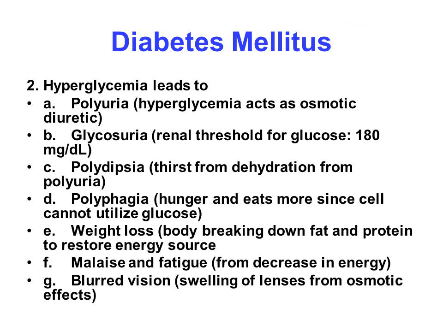B. Glycosuria, renal threshold for glucose, 180 mg/dl. C. Polydipsia, thirst from dehydration from polyuria. D. Polyphagia, hunger and eats more since cells cannot utilize glucose. E. Weight loss, body breaking down fat and protein to restore energy source. F. Malaise and fatigue, from decrease in energy. G. Blurred vision, swelling of lenses from osmotic effects.